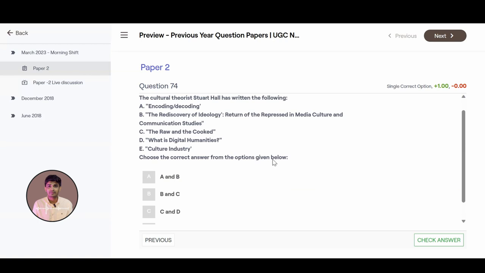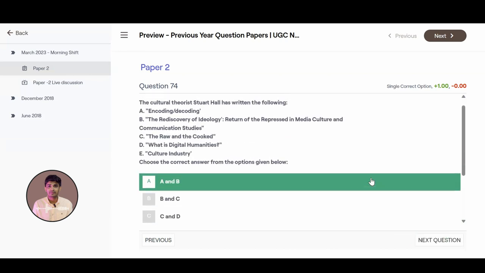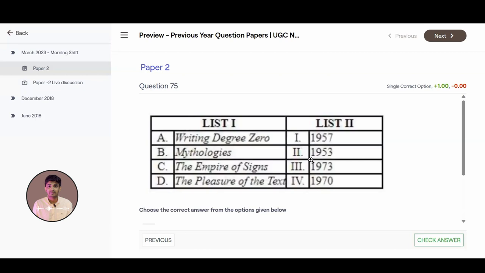Make a guess, everyone. Encoding, Decoding is probably the most important, not sure if it is the most important, but a very important work of Stuart Hall. A is the answer: Encoding, Decoding, and the Rediscovery of Ideology. Stuart Hall is again a cultural and literary critic who wrote critical works on media, television, etc.